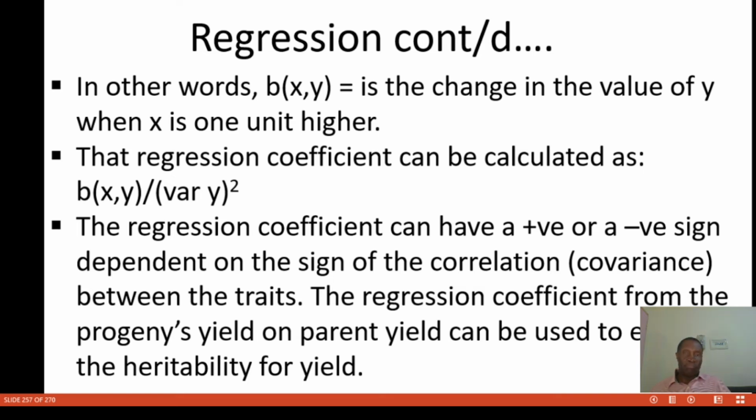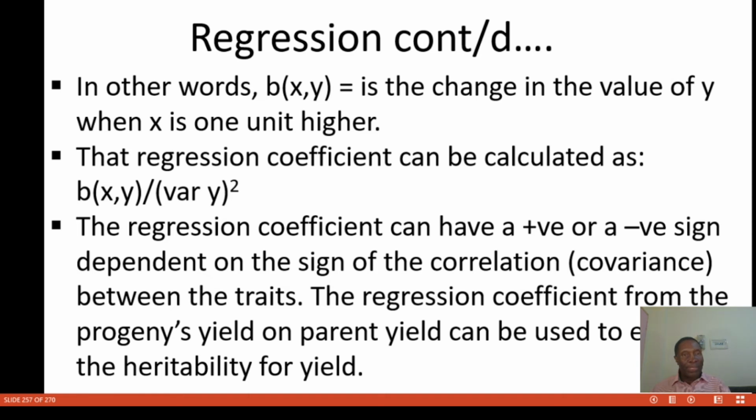So that B, the slope, is the change in the value of Y when X, as an independent variable, is 1 unit higher. In other words, as X changes 1 unit higher horizontally on a graph, there is a change in the Y. It causes a change in the Y on a vertical scale. And the regression coefficient can be calculated as seen in that formula.